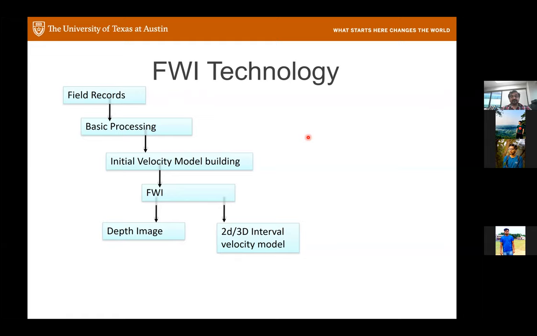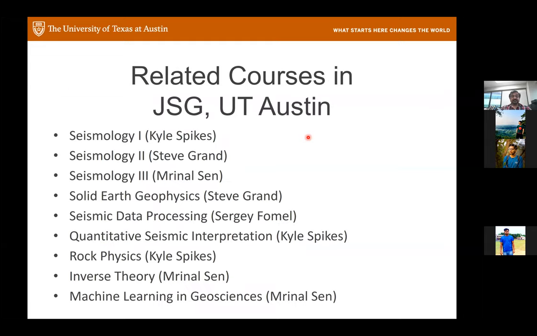I told you about a lot of different things, but I just wanted to tell you that in the Jackson School of Geosciences, we offer many courses, and all of these courses are essential to have a good grasp of seismic wave propagation and inversion, and then characterizing those for reservoirs. We have three courses, Seismology 1, 2, and 3. We have Solid Earth Geophysics, then we do Seismic Data Processing. We have Quantitative Seismic Interpretation, Rock Physics, Reservoir Geophysics and Machine Learning, and there are some other courses. These are all mostly graduate courses. Seismology 1 is listed as both a graduate and undergraduate course, but these are the courses that one needs to have a solid background in exploration seismology.